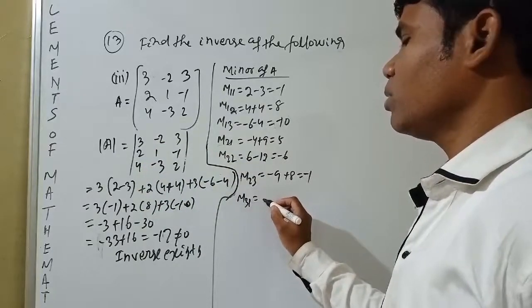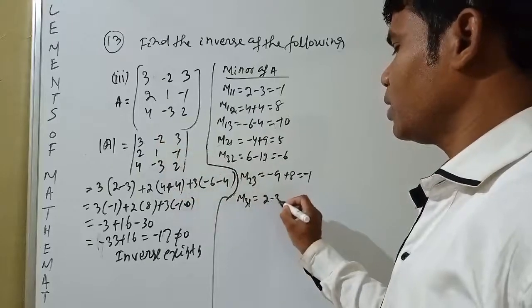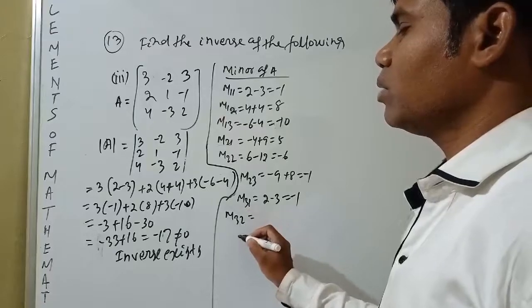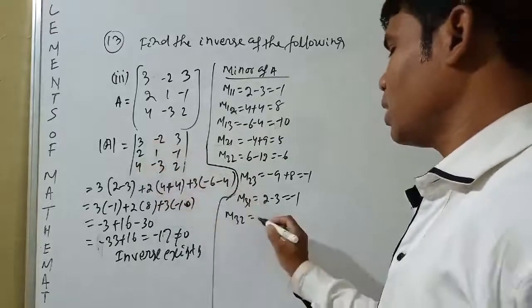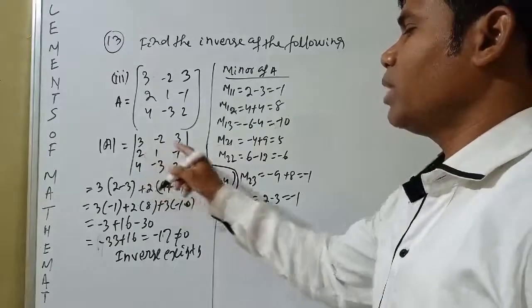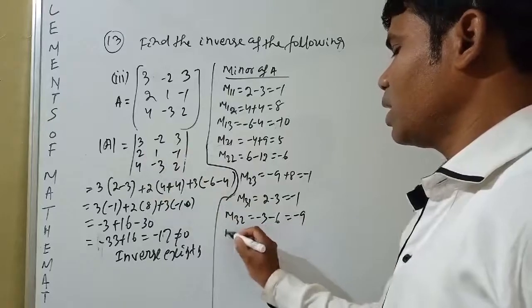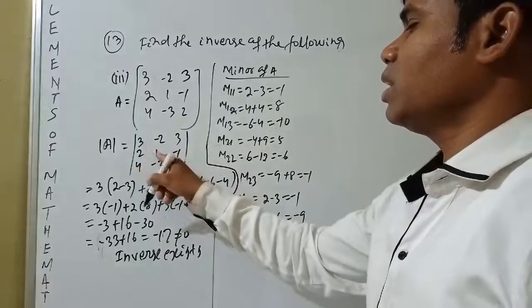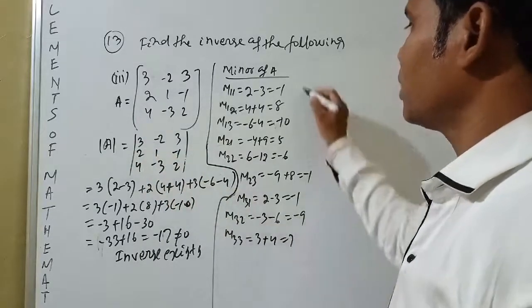M31 is equal to 2 minus 3 is equal to minus 1. M32 is equal to 3 minus 1, 3 minus 1, minus 3, minus 6. Okay, is equal to minus 9. M33 is equal to 3 into 1, 3 plus 4 is equal to 7.